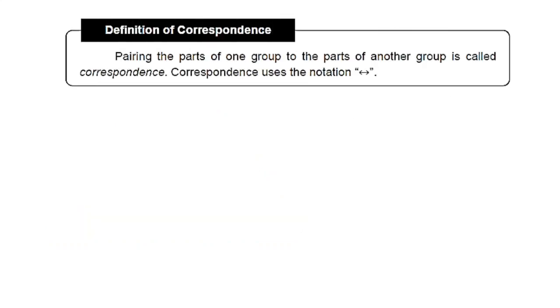Now, let us discuss the correspondence or corresponding parts of the triangle. The definition of correspondence: pairing the parts of one group to the parts of another group is called correspondence. Correspondence uses this symbol, a double-headed arrow.